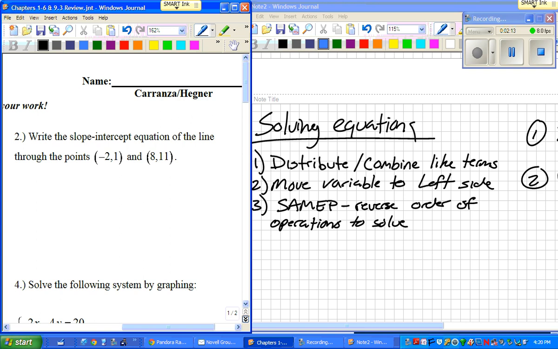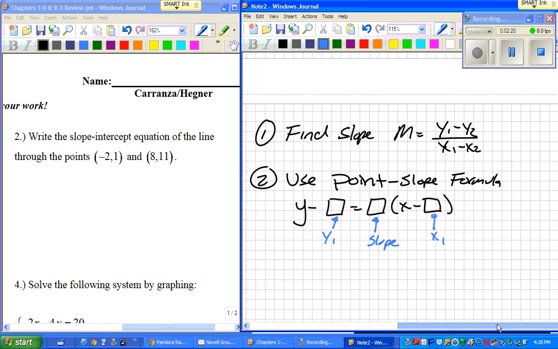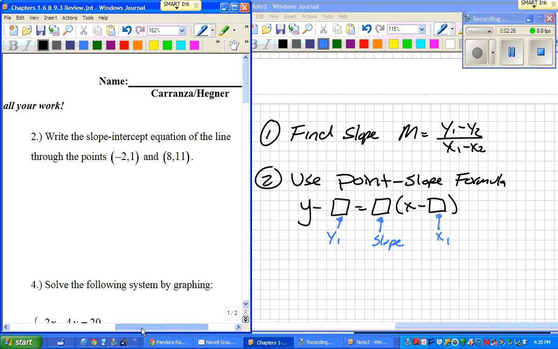So 2 says to write the slope-intercept equation of the line through the points negative 2, 1 and 8, 11. So those are the steps that we're going to do. So the first thing we need to do is to find the slope. So using that formula, we know m equals, I'm just going to put my subtraction sign right away. The y's go on the top, and the x's go on the bottom.